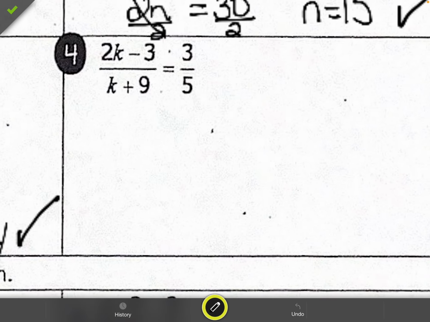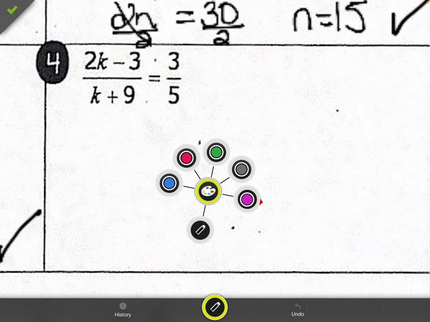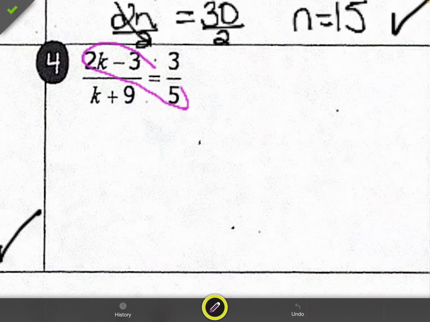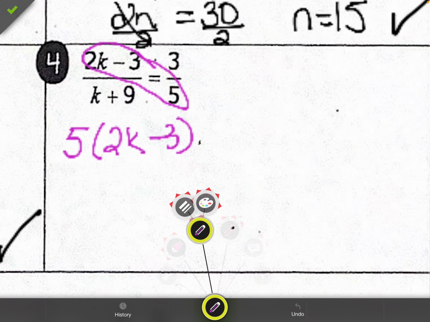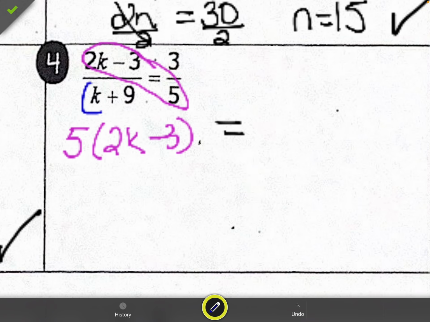All right, so let's try one more. We're going to cross multiply. Again, I notice I have an expression, so I'm going to take the number and put it outside the parentheses that I'm going to put around my expression. And I'm going to put my equal sign. Then watch what happens here, because we're going to have k plus 9 times 3, so I'm actually going to have another set of parentheses.